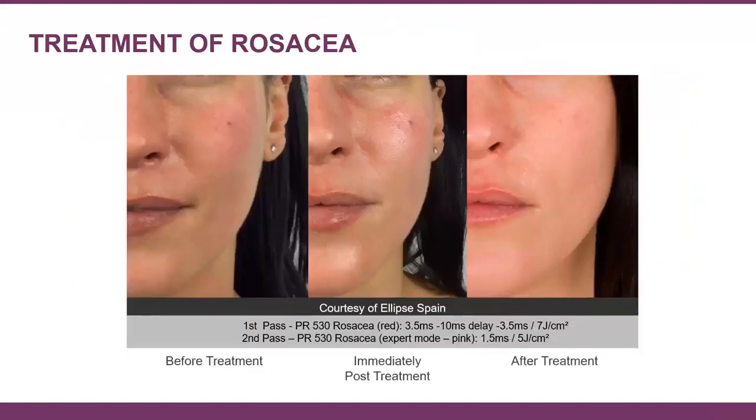Now we've got some rosacea images. And you can see using slightly different energies and doing 1 or 2 passes can give us really good results. So you see here we started with quite a long pulse, so 3.5 milliseconds with a delay, and then another 3.5 millisecond pulse, and then a second pass with 1.5 milliseconds. And very nice clearance.